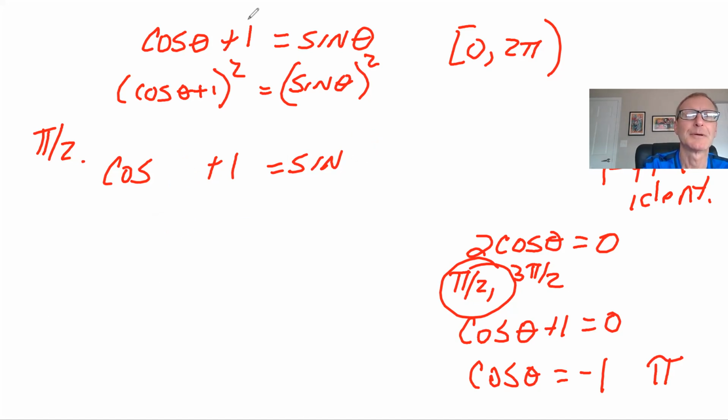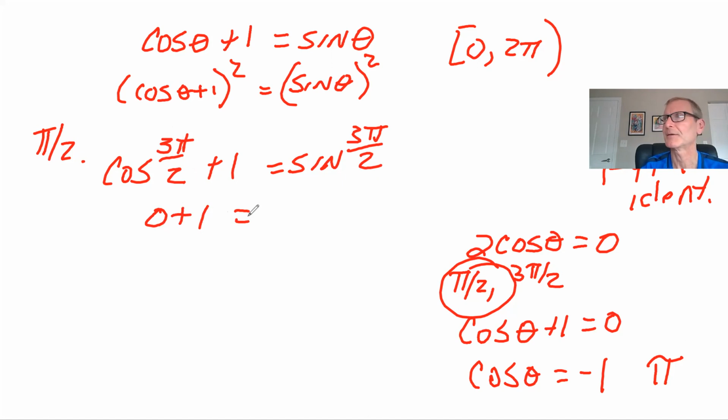3 pi over 2. So we walk through 3 pi over 2 and 3 pi over 2. So we look at that, and again, this would be 0 plus 1. And what's sine of 3 pi over 2? Minus 1. Doesn't work. So you can see what I mean. Sometimes when we do that square and factorization, we'll end up with some answers that are off, and they're typically off by like this. One side will be a negative and the other side will be the opposite of it, or the positive one. So you can see that this one does not work.